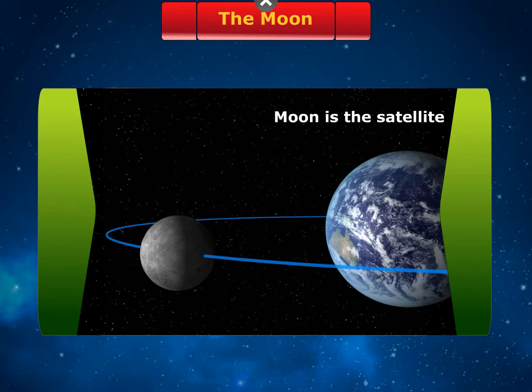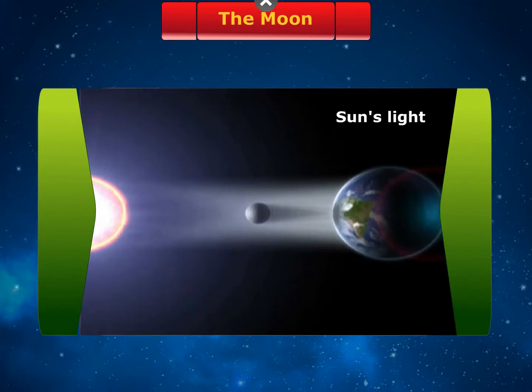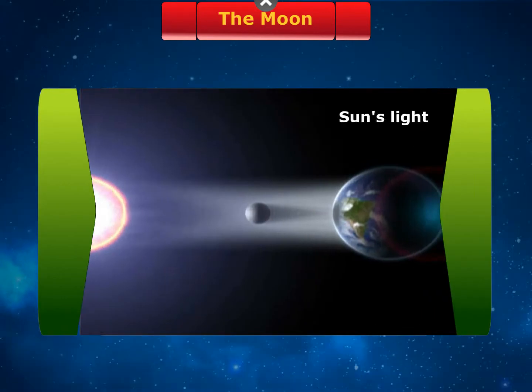Satellites are the objects that revolve around the planets. The moon does not glow on its own. It shines only because it reflects the sun's light that falls on it.